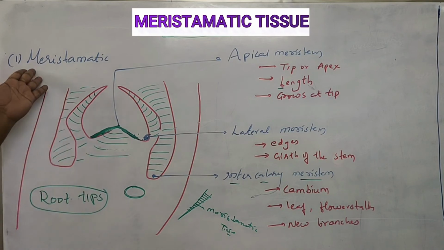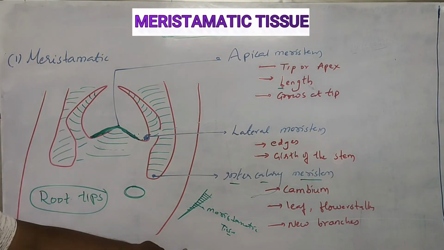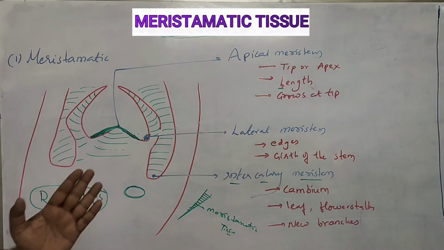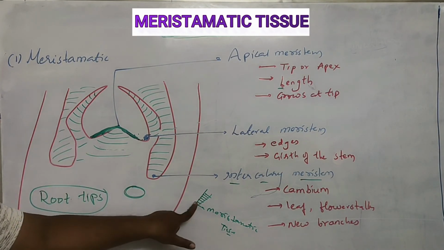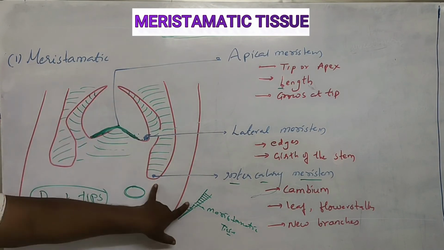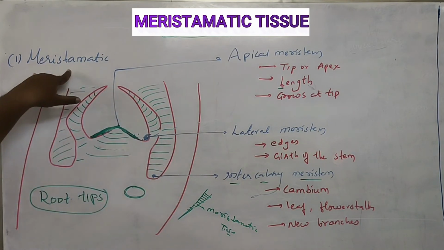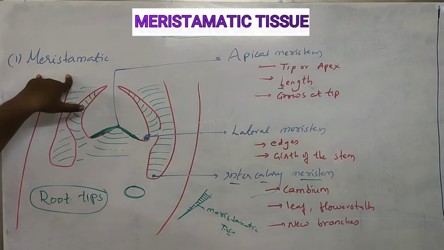Even some of the meristematic tissue is also present at the root tip, so that the roots also will keep on growing, because they never cease anywhere, they will never stop anywhere, they keep on growing. That's only because of the meristematic tissue which is present in the root tips. So shoot tips and root tips, what do you have? Meristematic tissue. Is it clear, children?